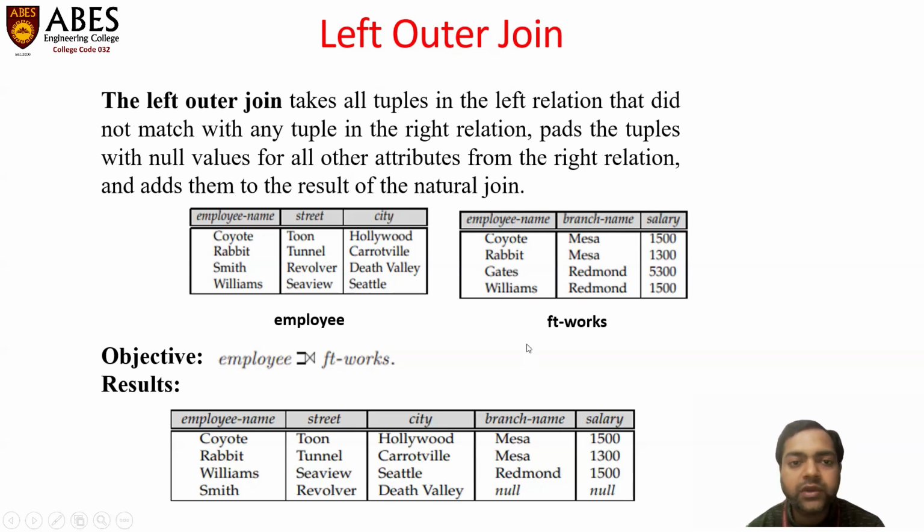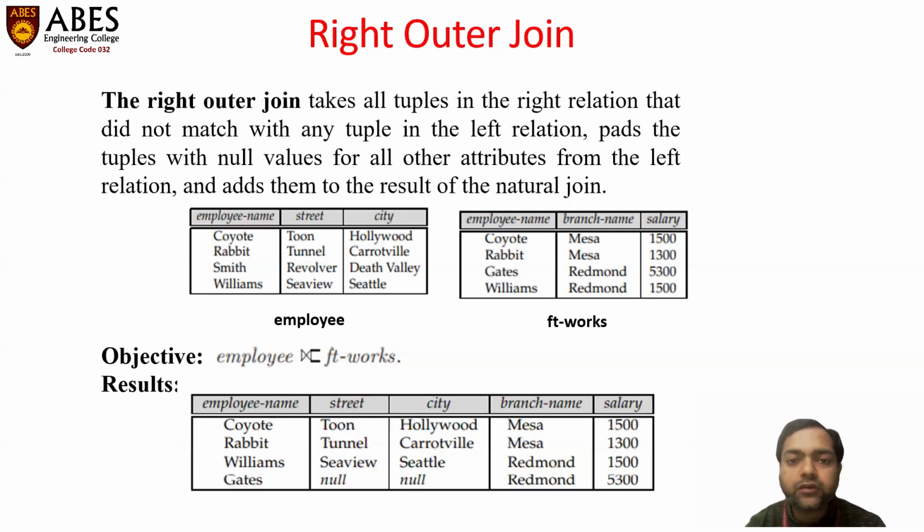So in that case, we apply the left outer join. First of all, we match the tuples between the two different relations, and then we check whether any tuple is left over in the left relation. Then that tuple will also be included in the resultant relation. Same with the case of right outer join.